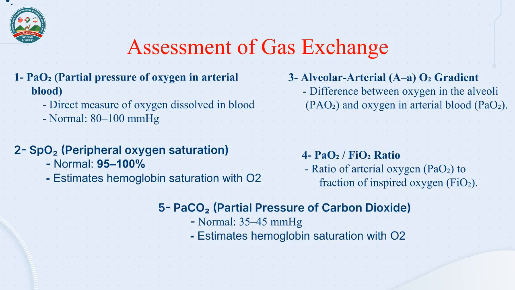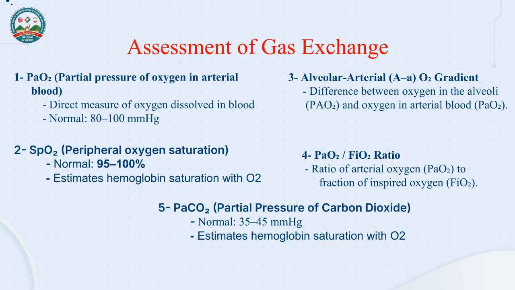PaO2 is the gold standard for oxygenation status. SpO2 is quick and non-invasive, but can be wrong in low perfusion, severe anemia, or with nail polish. The A-a gradient tells us if low oxygen is from lung disease or just from low oxygen in the air, like at high altitude.